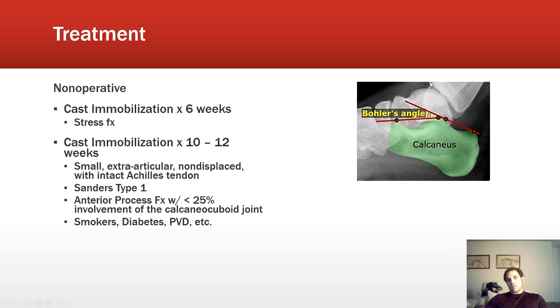And then before I move on and forget, this is just another image that helps you visualize what your Böhler angle is. So I just wanted to throw this in here as well.